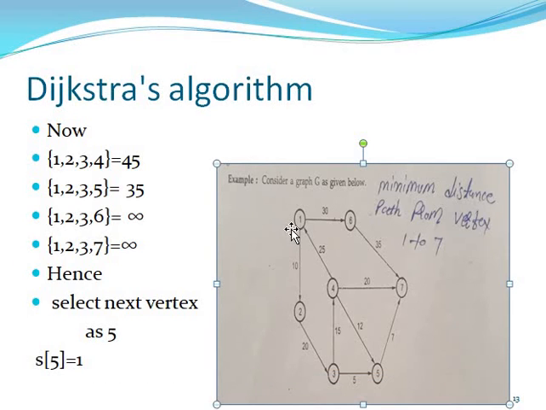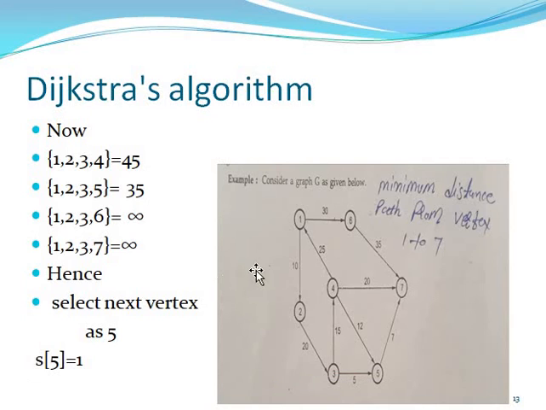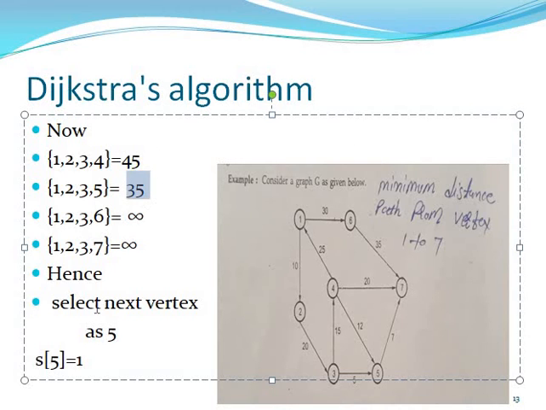And otherwise you can go 1, 2, 3 and 5. So the weight is 10 plus 20, 30 and 5, so 35. So you can choose both paths, either 1, 2, 3 and 4 or 1, 2, 3 and 5. So the minimum weight is 35. Then after all the possibilities you can check that 1, 2, 3 and 6 is not connected, then you can put infinite. Then 1, 2, 3 and 7 is not connected, then you can put infinite. So you can choose here the value of 35.